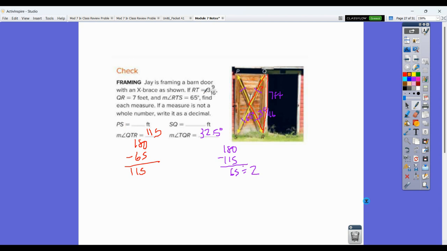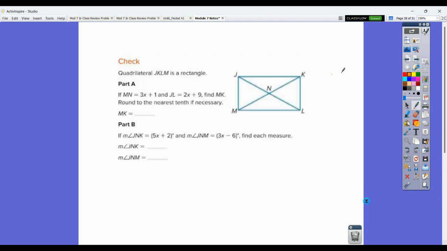Measures wise, PS. So PS is a side opposite of QR, which was 7 feet. So that's going to be 7 feet. And SQ, which is the diagonal there. Let's see what we knew. We knew that part of the diagonal was 3 and 9/16. So we're just going to double that. So for this one, it's going to be 3 and 9/16 times 2, but it tells us to give it as a decimal. So we can just give 7.125 feet for that one. Okay, so lots of things coming up there, but lots of properties that we need to know.